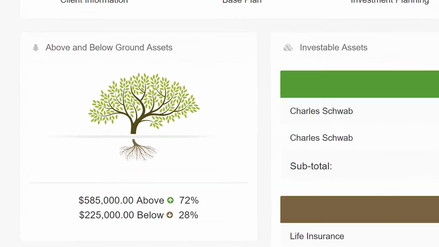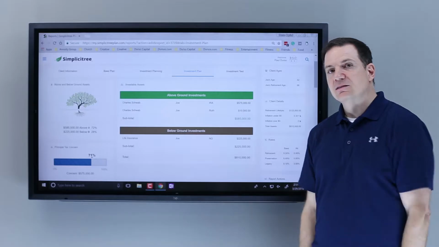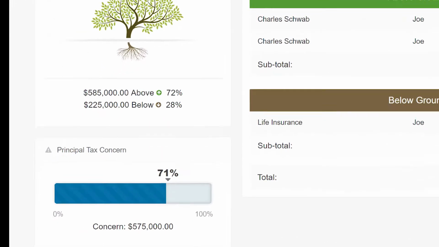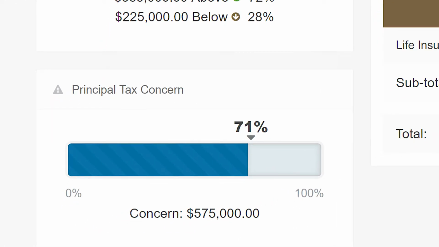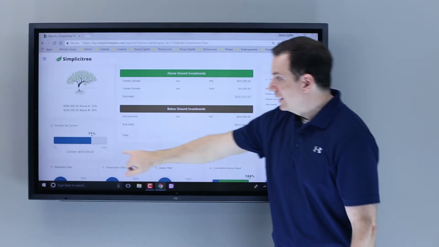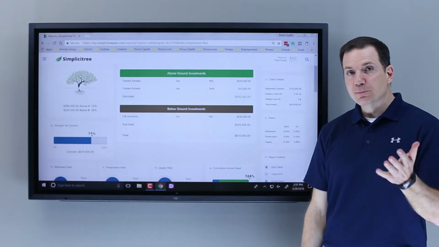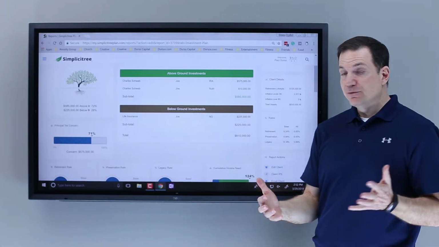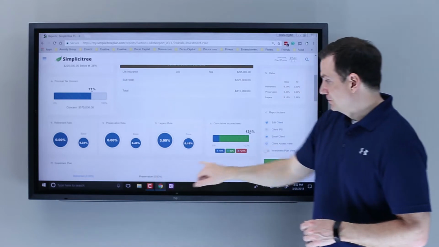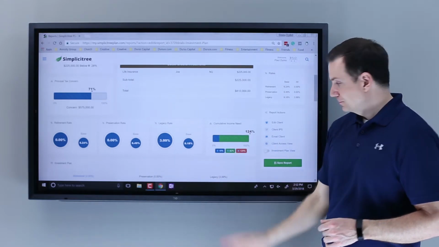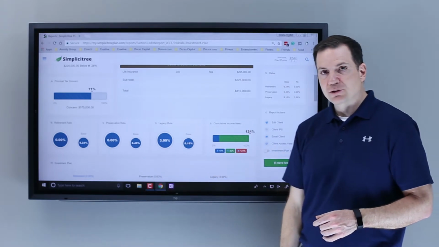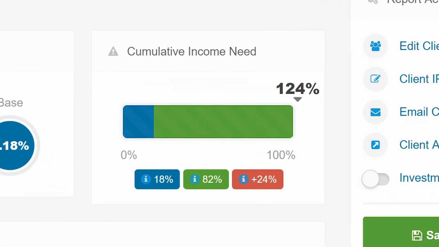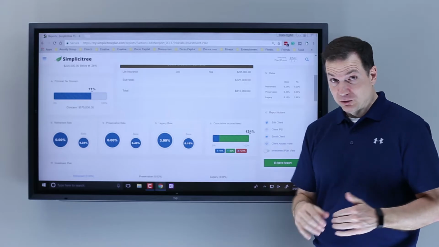First, right off the bat, we're going to show about 30% of their assets going below ground into the LIRP strategy. In doing that, we're going to take their principal tax concern from 99%, and we're going to drop that to 71, almost a 30% decrease of principal tax concern. That is significant in value. And the result of our planning, not only are we going to generate them the 82%, but there's a 24% buffer. They don't have to worry about running out of money.